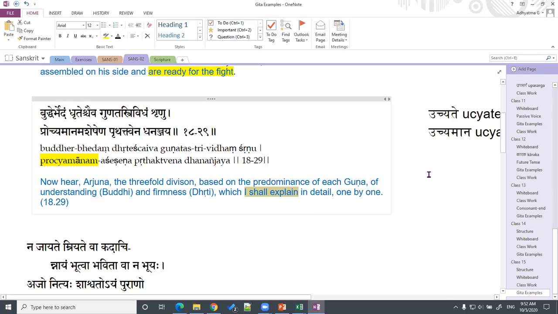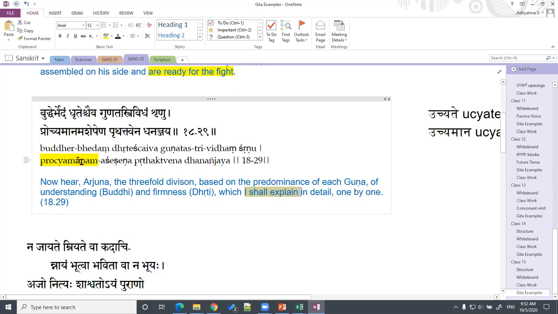Now, if you do not understand the participle and only know the tenses, you will wonder where the verb is here, where the verb for I shall explain is. There is no verb form here. Actually, in the whole sentence, the verb form is only shrunu, listen. That is the verb form. Otherwise, there is no verb form here. So the translation has come as I shall explain.